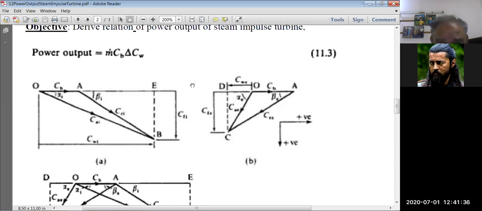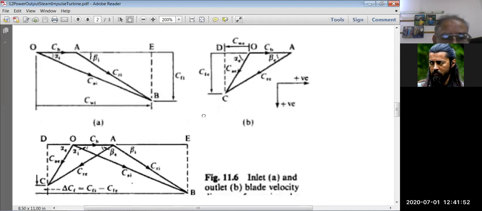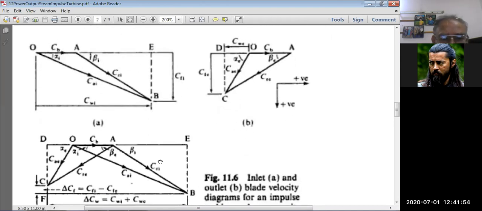So rotating velocity is in the direction of the tangent to the circumference of the wheel. At any point, tangential velocity to the circumference of the wheel is responsible for moving it, for rotating it. So here three triangles are shown, 1, 2, and 3.